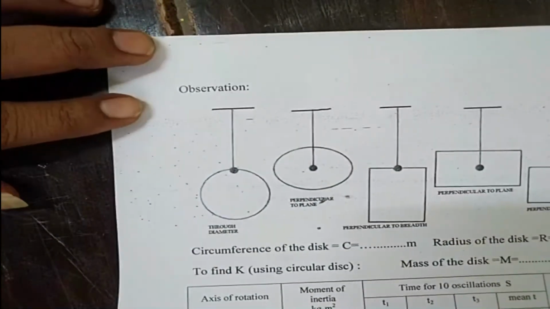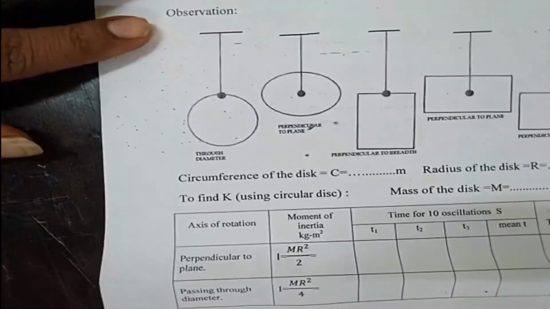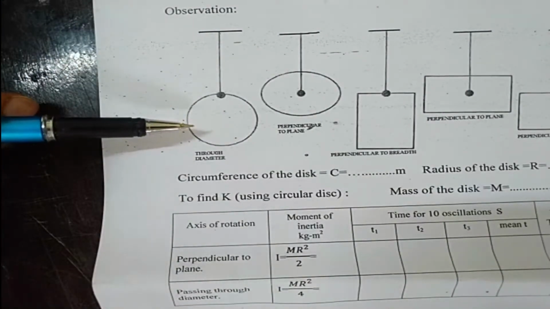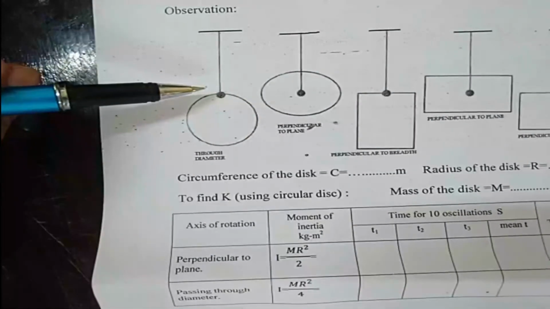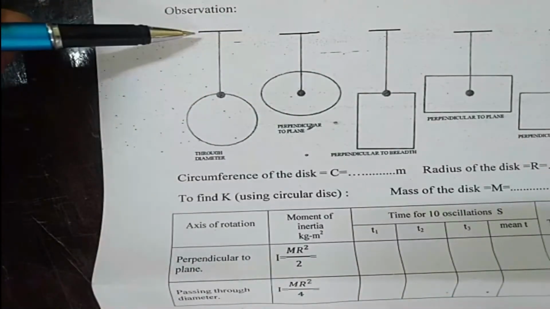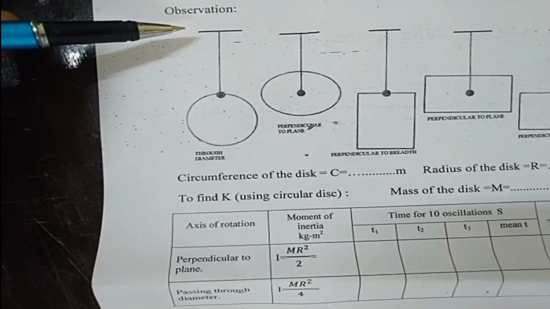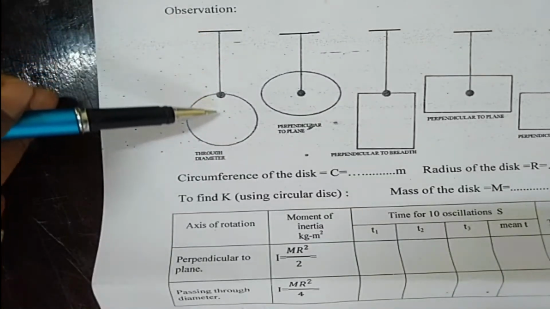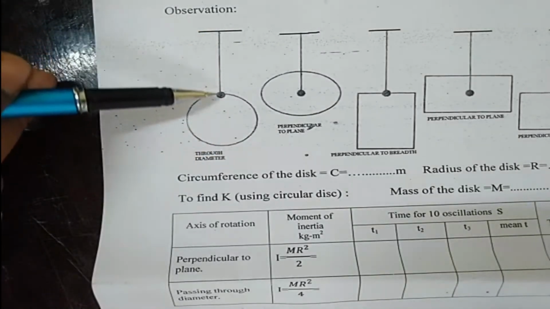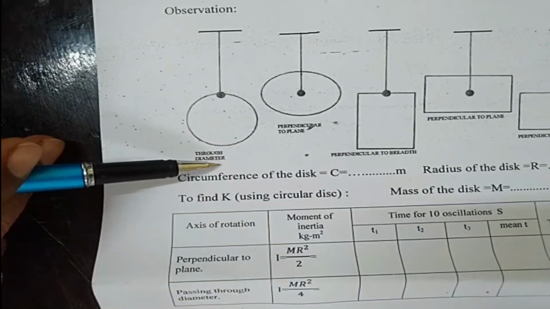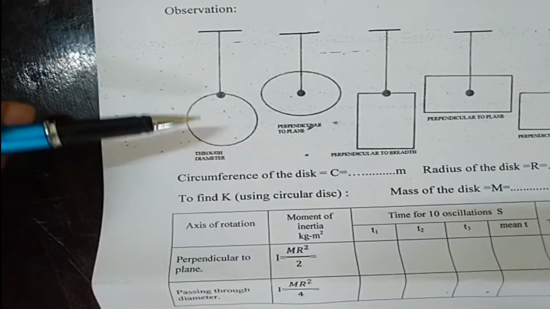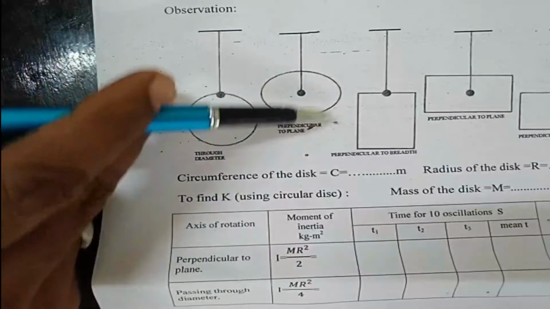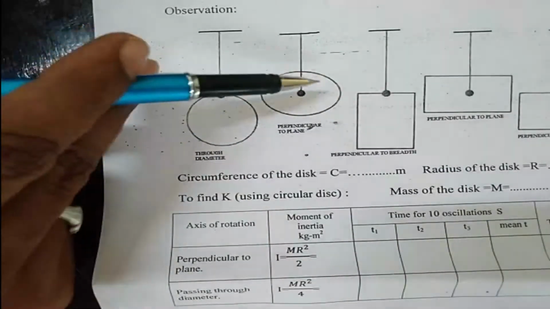Look at the experimental arrangement to be considered for the experiment. Here we have a circular body. This circular body is suspended by using a metallic wire to the fixed support, so that we can have the oscillations of this circular body about the axis passing through the diameter of the body. It is just like parallel to the plane. The same body can be considered to get the moment of inertia when the axis is perpendicular to the plane also.